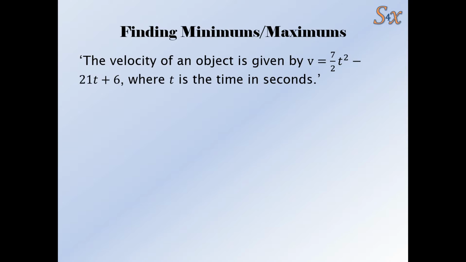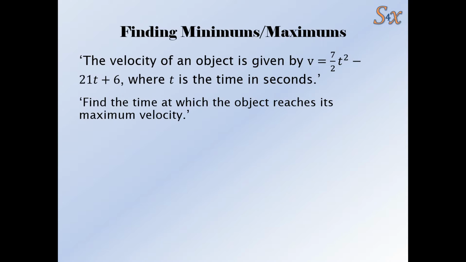So say the velocity is given by this. v is 7 over 2 t squared minus 21t plus 6. Find the time at which the object reaches its maximum velocity. So maximum velocity means acceleration is temporarily zero. Okay? To find the maximum velocity, we're looking for when the acceleration is zero.